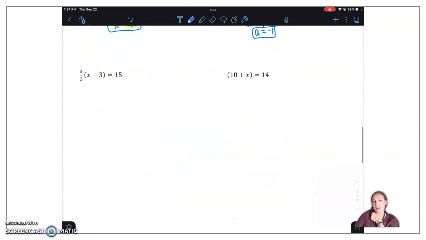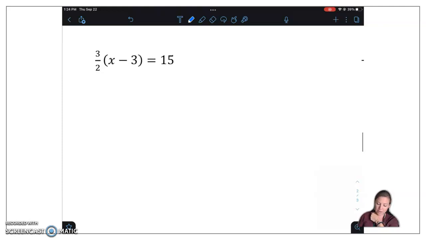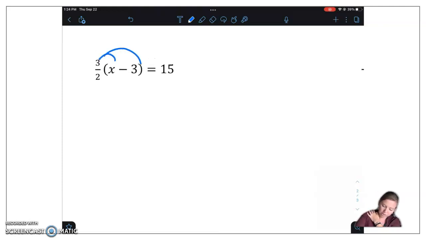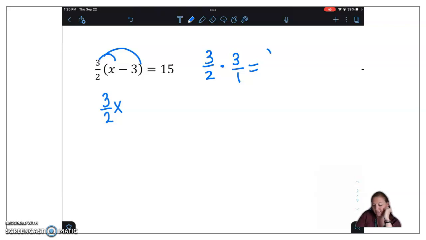All right, last two. Same thing with this. We're going to distribute. It's a fraction, but it's okay. We do 3/2 times -3. We write 3 over 1, and we multiply across. So 3 times 3, and then 2 times 1.